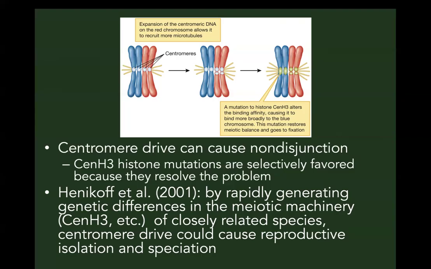Yeah, so Heinekoff was able to deduce that by rapidly generating genetic differences in meiotic machinery like SEN-H3, et cetera, of closely related species, you could potentially end up by centromere drive having reproductive isolation and speciation. So differences in the way the centromeres behave could make it so that you can't have species interbreeding with each other. Also, if you have a small mutation like this, it might make it so that within that population, some individuals can't reproduce with other individuals.